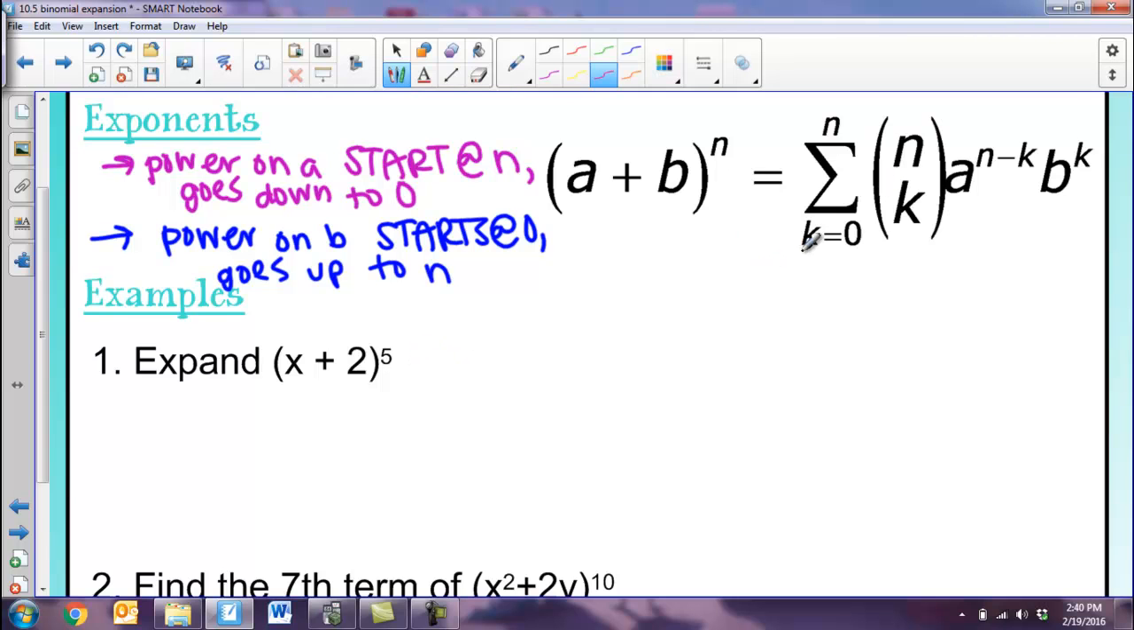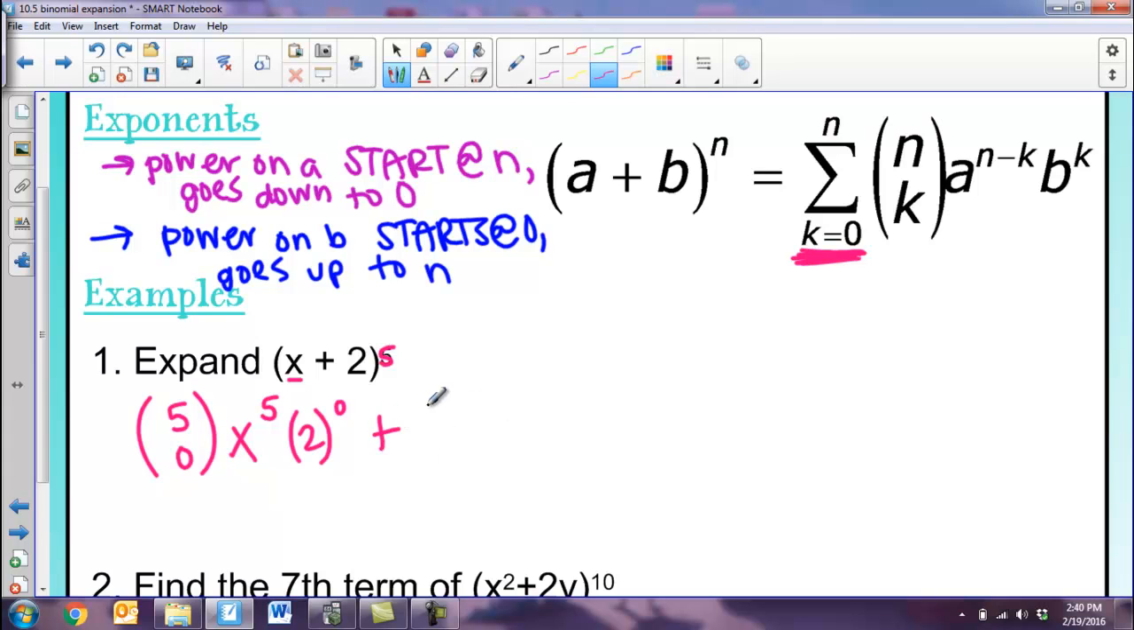So the first thing you've got to remember is you're plugging in k as 0 first. So our first term is going to be my power on my expansion, choose 0, times, I'm going to take my first term and raise it to the n minus k. And so 5 minus 0 is just 5. And that makes sense. Then I'm going to go ahead and take my second term, which is 2, and raise it to the k power, which is just 0. Okay? That's my first term.